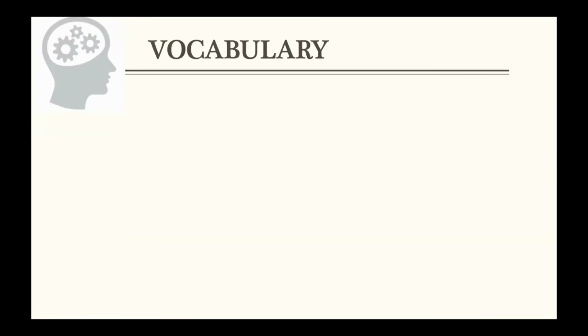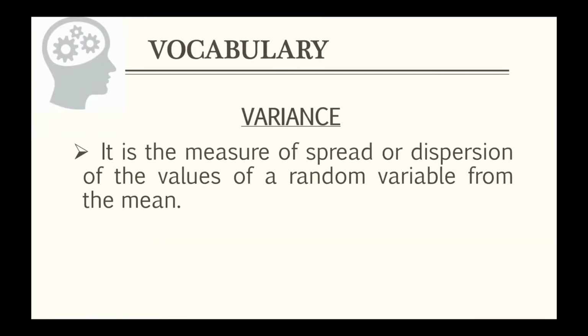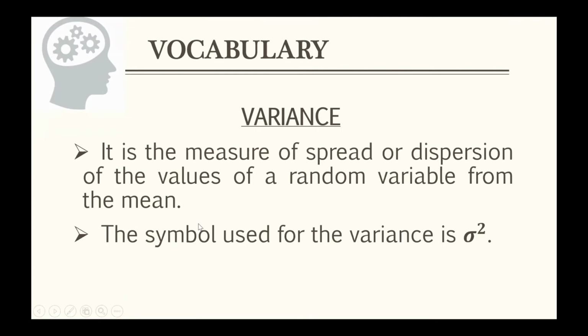Another, variance. It is the measure of spread or dispersion of the values of a random variable from the mean. This is the measure of how far the scores are spread out from the center or from the mean. The symbol used for the variance is sigma squared.